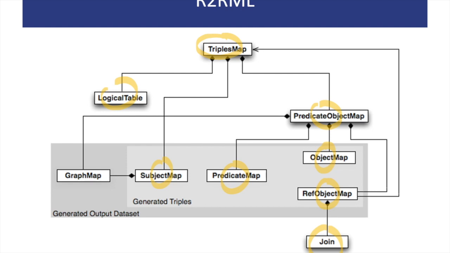R2RML also provides a way to organize your RDF statements into named graphs. So a subject map and a predicate object map can all have 0 or more graph map statements. We will see later on what will happen if we use those.